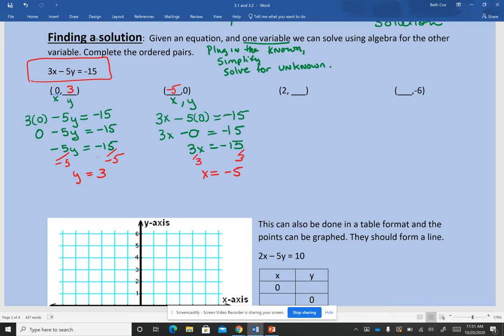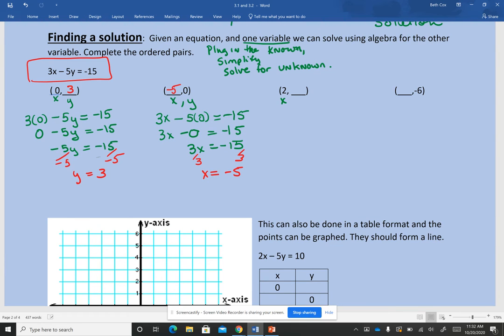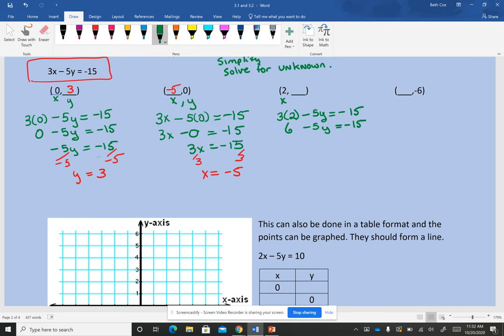All right, and I'm going to do another one. This time I'm going to plug in 2 for the x and figure out what the y is. So 3 times 2 minus 5 times y equals negative 15. So 6 minus 5y equals negative 15. That's as simple as I can get this one. I'm going to have to solve. I'm going to have to use my solving skills.